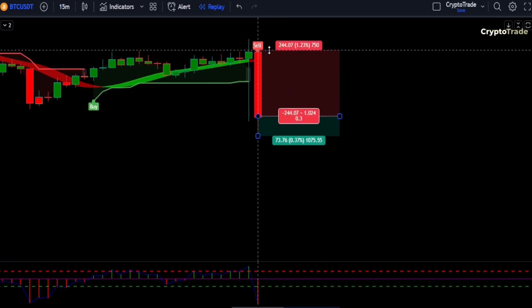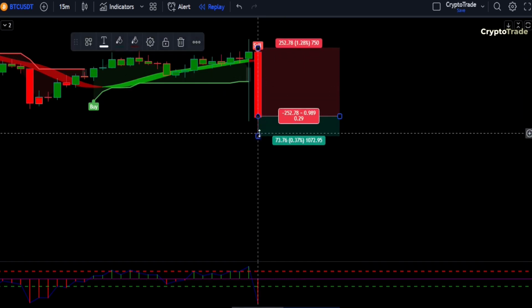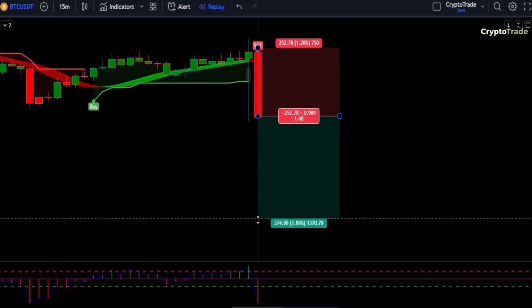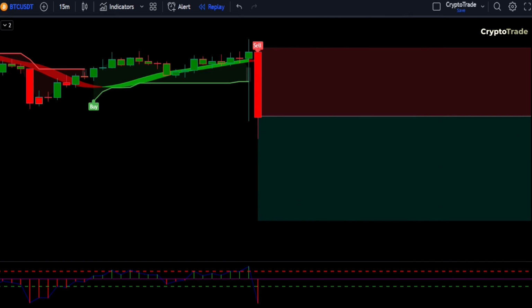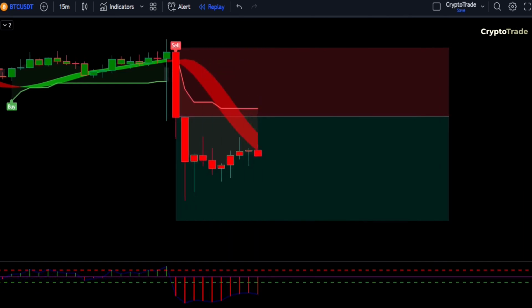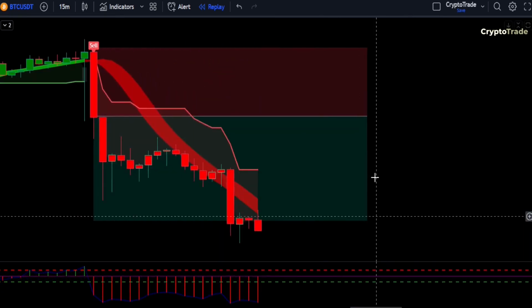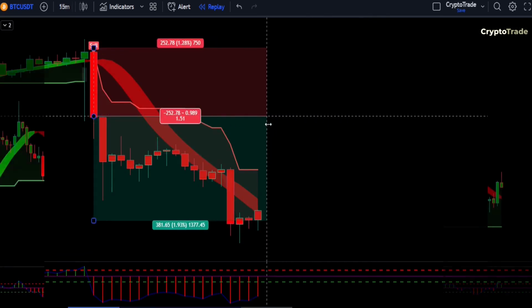Place the stop loss above the SUPERTREND indicator red line. The risk to reward ratio will be set to 1 to 1.5. I hope you have understood the selling strategy.